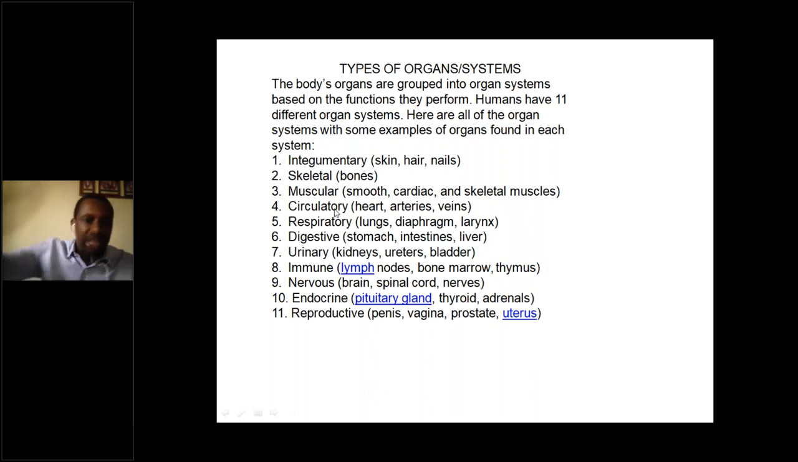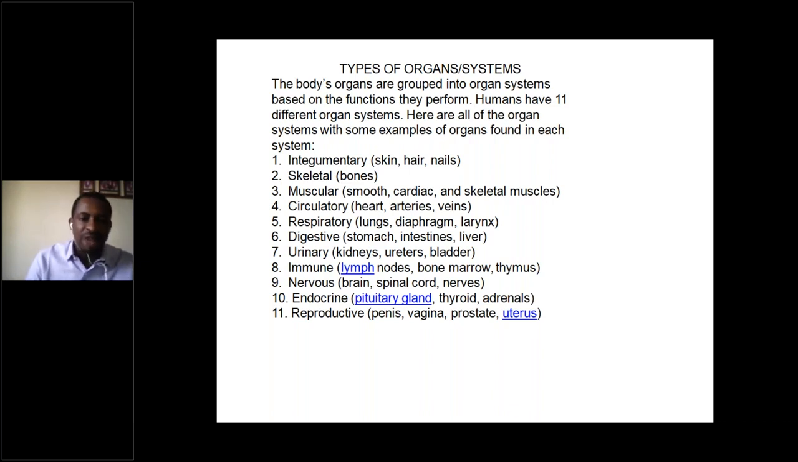So we have the circulatory system, circulating things around the body. Under that system, we have the heart as an organ, we have the arteries and the veins as organs. We have our respiratory system. We're going to discuss the system a little bit broader. So the pharynx, larynx, diaphragm, and the lungs are there. The digestive system, the organs that are there are the stomach, intestine, and liver. We have the urinary system: the kidney is there, the ureter is there, the bladder is there, the urethra is there.